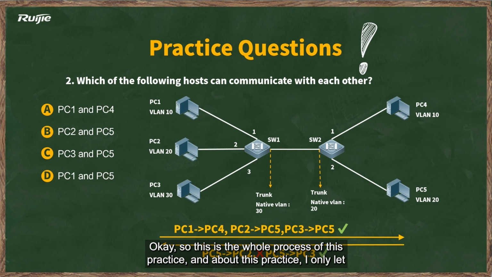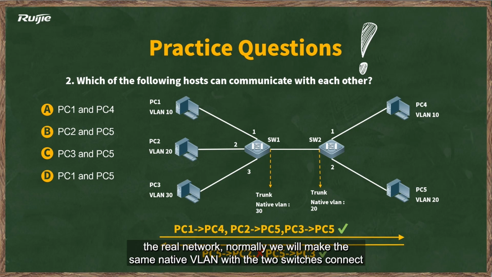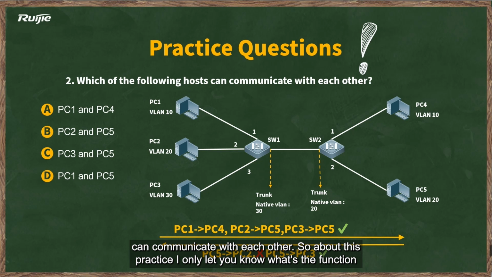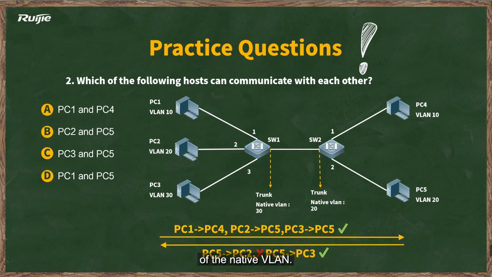Okay, so this is the whole process of this practice. And about this practice, I only want you to understand the function of the native VLAN on the trunk interface. In a real network, normally we make the same native VLAN on the two switches connected to each other. So finally, the result is easy to understand: the same VLAN can communicate with each other. So about this practice, I only wanted you to know the function of the native VLAN.